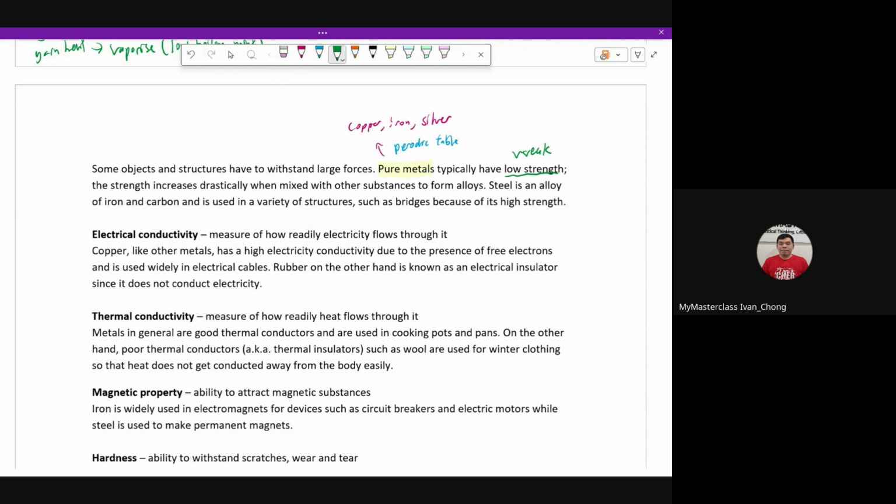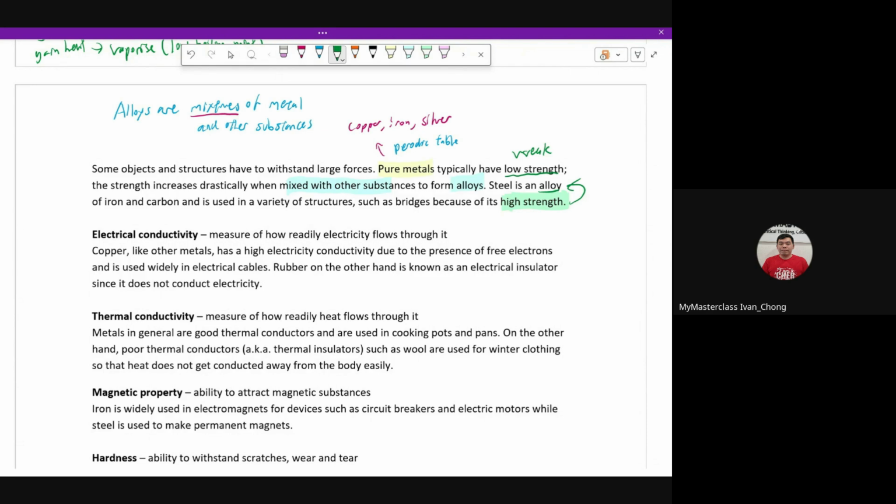But if you combine it with other material, you form alloys, right? So what are alloys? Alloys are, let me just write at the side, mixtures of metal and other substances. Okay, they are mixtures. So the thing is, if you are a mixture, typically you are very, very strong. Okay, you are strong when you are an alloy.